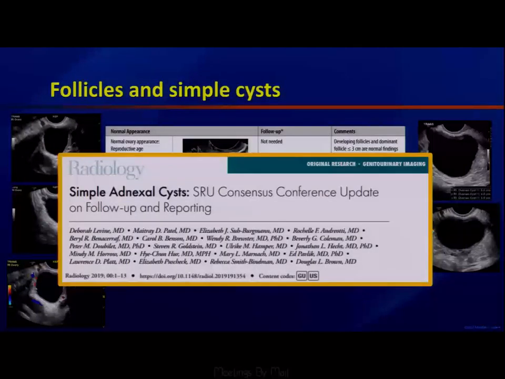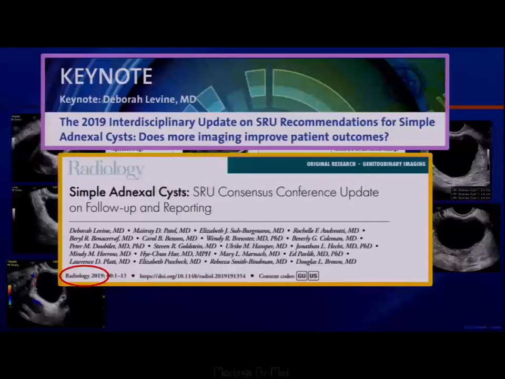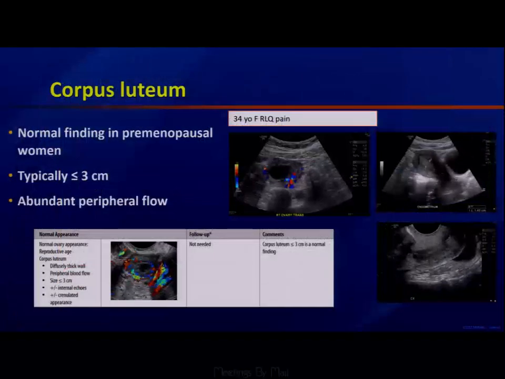This was published just this year, 2019, specifically on simple adnexal cysts by Dr. Levine and colleagues, many of whom are here this weekend. The SRU Consensus Conference update on follow-up and reporting. It is a great paper with some really nice, clear guidelines that scale back a little bit, especially in the postmenopausal female, what needs to be followed and how often. I'll let Dr. Levine really enlighten us tomorrow on that topic. I'm going to move on from that for now, but hopefully you can attend her talk tomorrow.